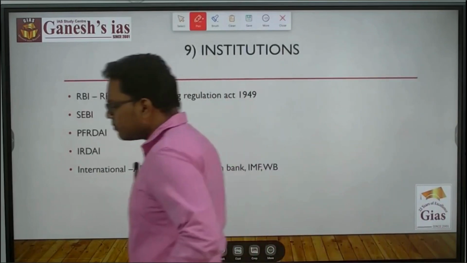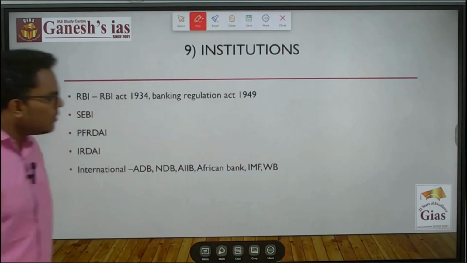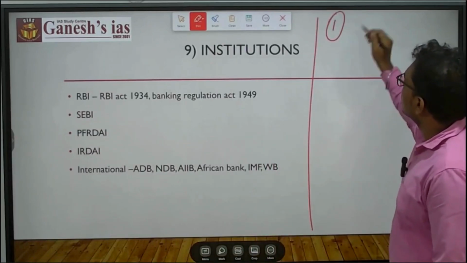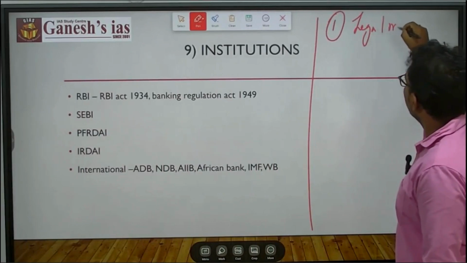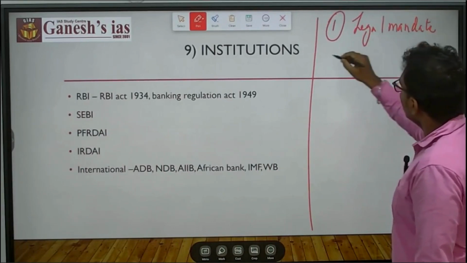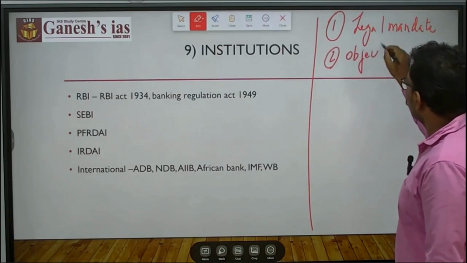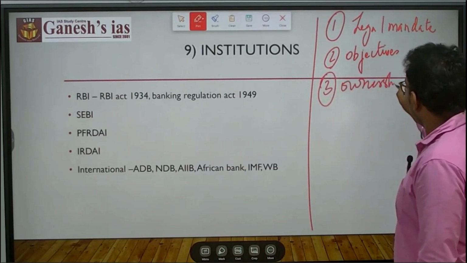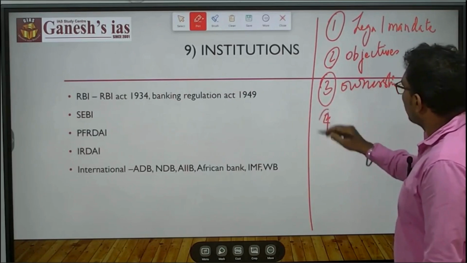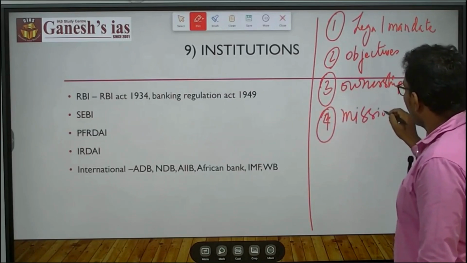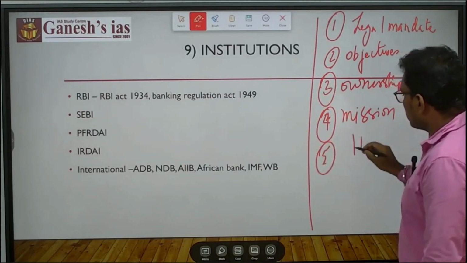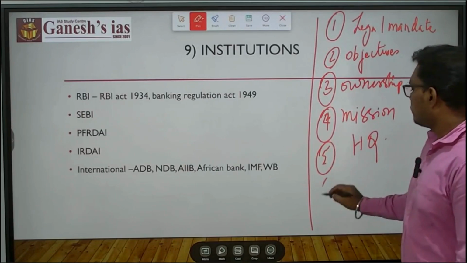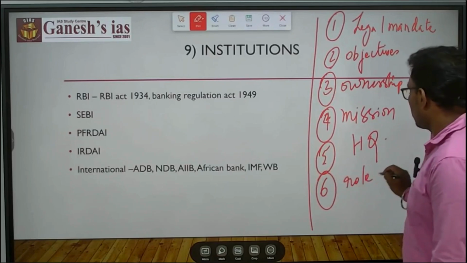And then you need to read about institutions. As far as all the economic-related institutions are concerned, you need to work along these aspects: its legal mandate, its objectives, ownership, mission, headquarters, role in economy.